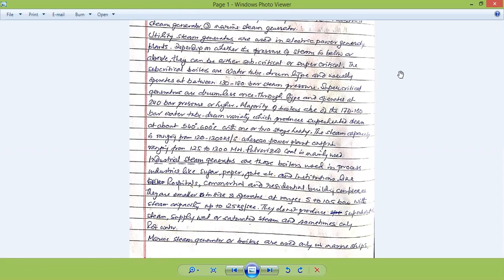Sometimes you first heat the water under the critical temperature to make a mixture of steam and water. Then you send it again by reheating to make the boiler operate at a high temperature, and it operates with superheated steam at 540 to 600 degrees centigrade with one or two stage heating. The steam capacity ranges from 100 to 1300 kg per second.